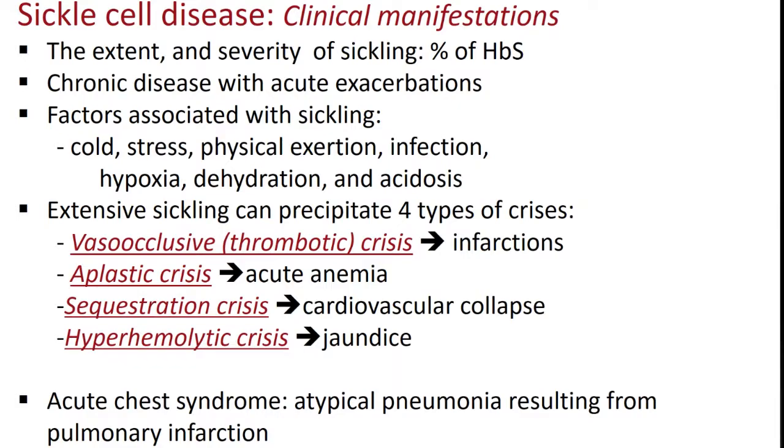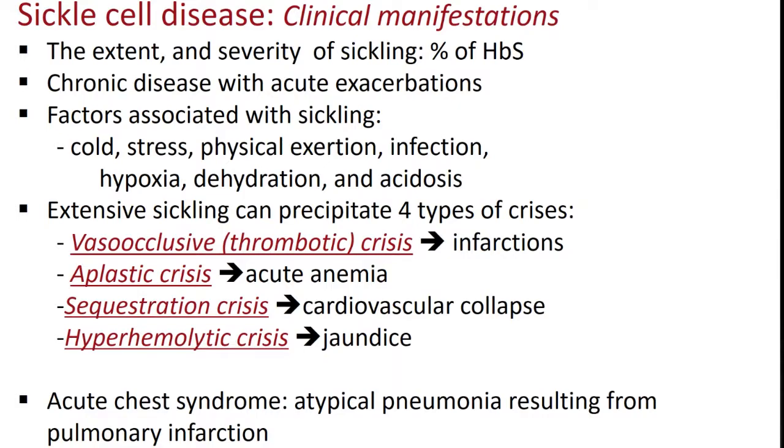Extensive sickling can precipitate 4 types of crises: vaso-occlusive thrombotic crisis causing infarctions; aplastic crisis causing acute anemia, and this follows what? Parvovirus B19; sequestration crisis, where in young patients with big spleens, the big spleen can sequester big volumes of red blood cells, leading to cardiovascular collapse; and of course hyperhemolytic crisis leading to jaundice. Acute chest syndrome is atypical pneumonia resulting from pulmonary infarction, characteristic also of sickle cell disease.